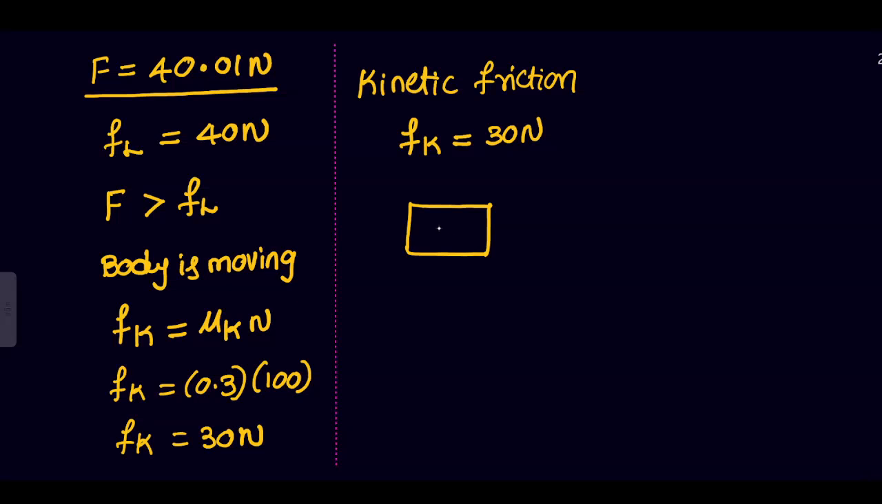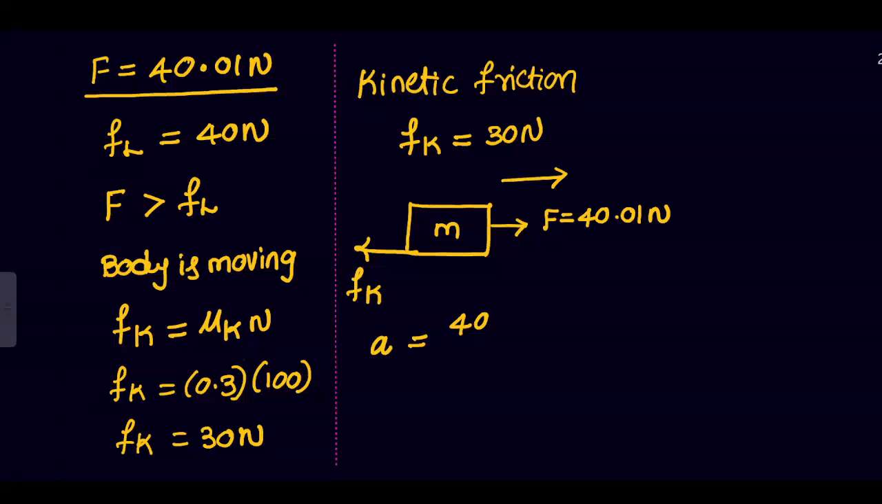Yes, block. So here, in this direction, we apply the force. How much force did we apply? 40.01 newtons we applied. The friction is in this direction. And what type of friction is it here? Kinetic friction. So the body will move in this direction. Then what is the acceleration of the body now?